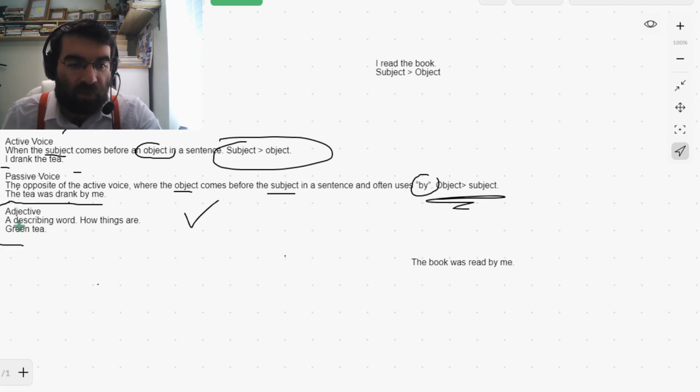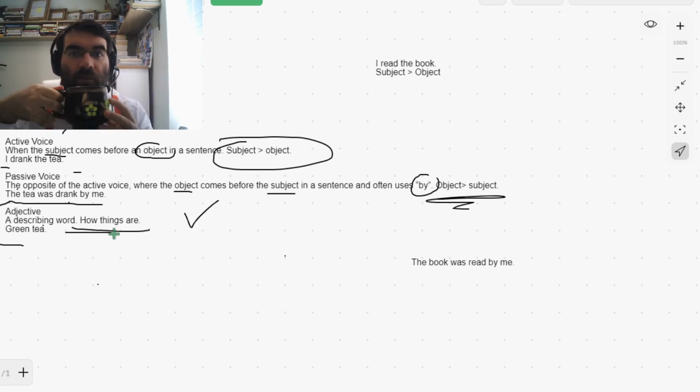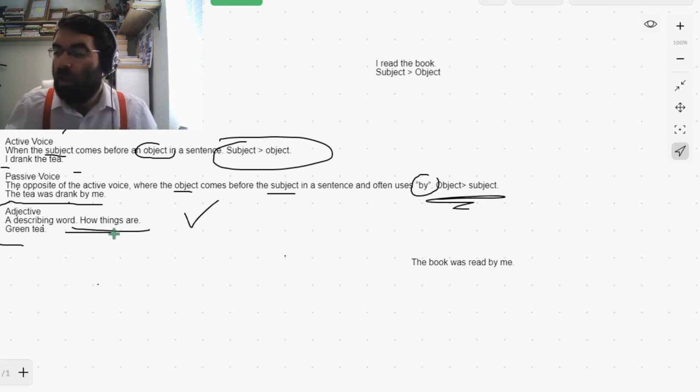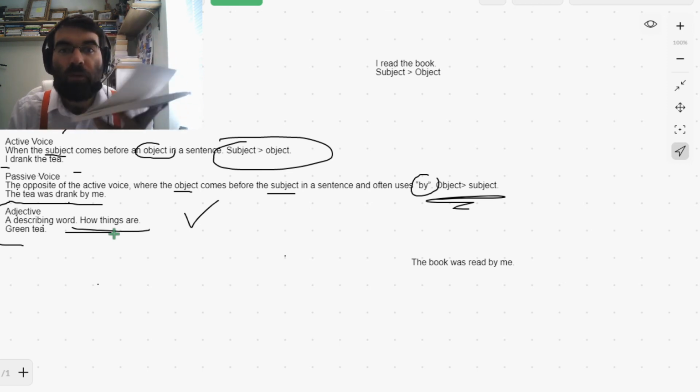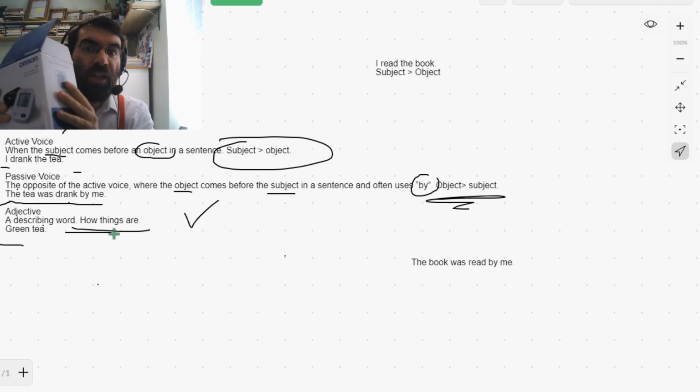So, adjective, a describing word. How things are. The black cup. The green tea. The white shirt. The red suspenders. We're describing things. The light, small book. The big box.